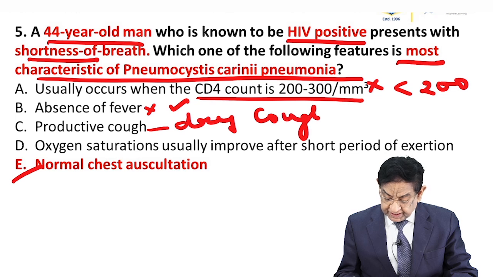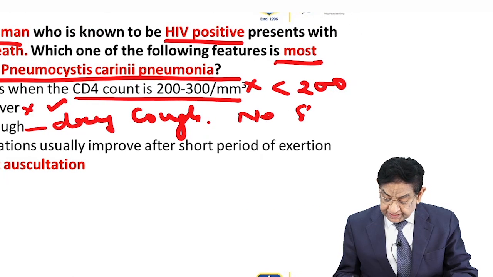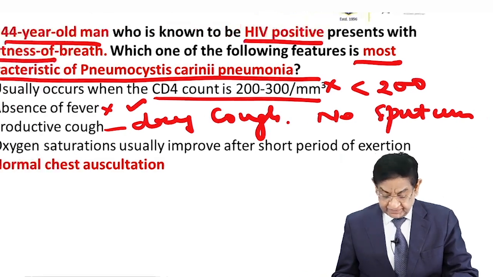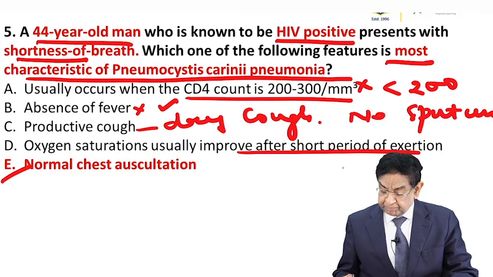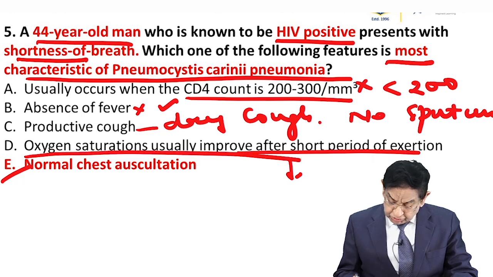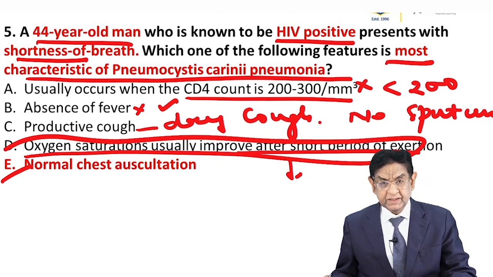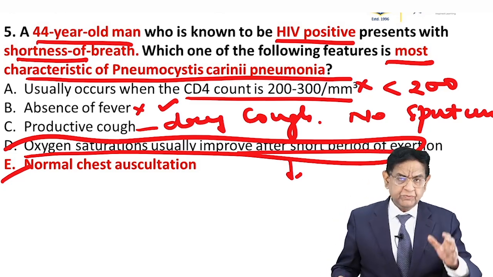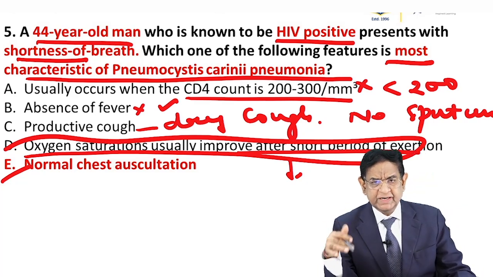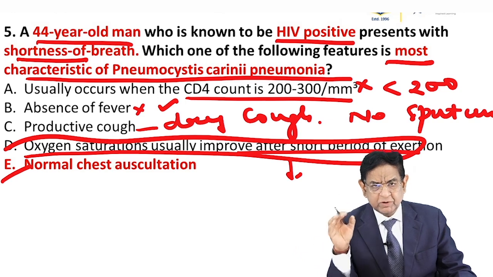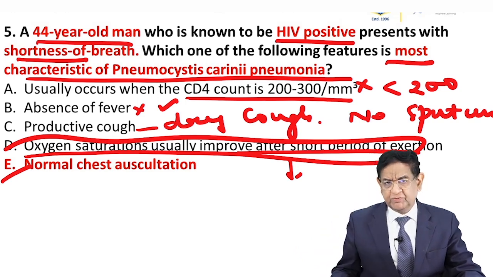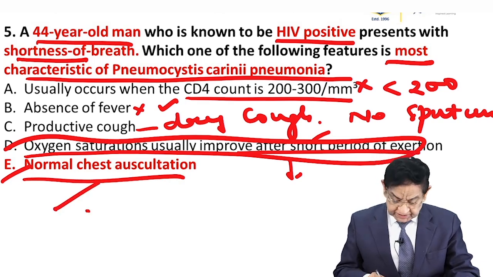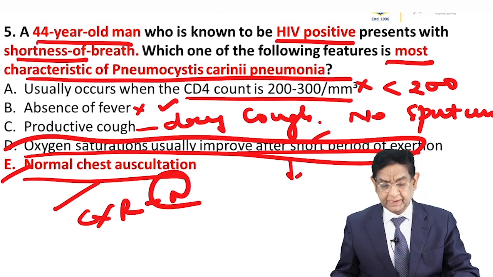Dry cough, rather no sputum or very little sputum. That's why when we did the sputum examination, we got nothing. Oxygen saturation improves after a short period of exertion? No, it reduces. In fact, this is the most characteristic finding, that the saturation falls, not increases. As I told you initially, one of the classical features is that the chest auscultation is normal, but if saturation falls on exertion, it is a classical finding in a setting of HIV. The normal chest auscultation can be there, even chest X-ray can be normal.